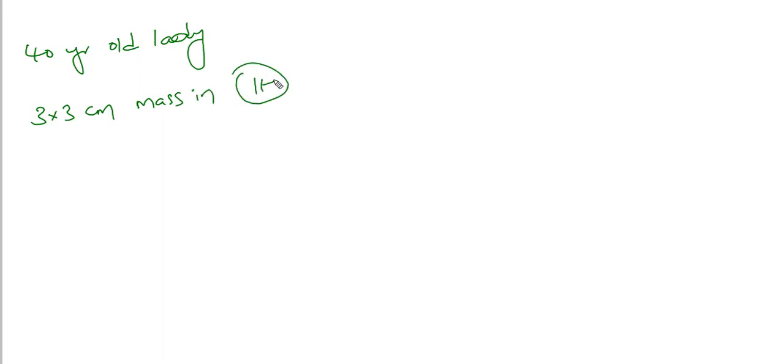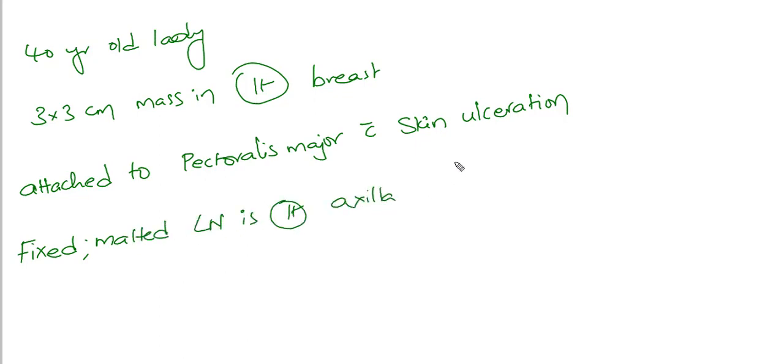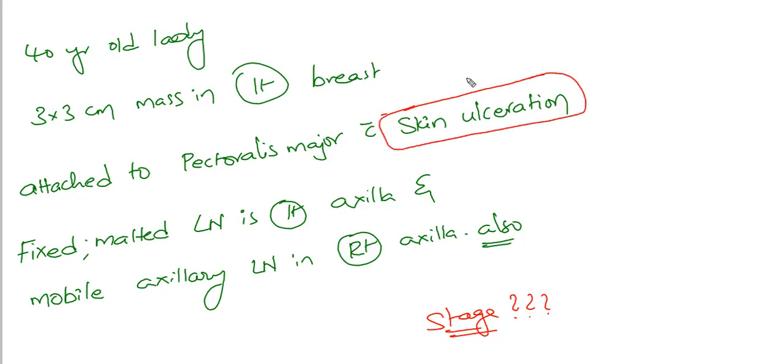Here I am going to give you an example to remember this well. Consider a 40-year-old lady with a 3x3 cm mass in her left breast. Side is important. This mass is attached to the pectoralis major with skin involvement, that is, ulceration is present. A fixed matted lymph node is present in the left axilla, and a mobile axillary lymph node in the right axilla is also involved, that is, tumor cells are present in the right axillary lymph node also. So we have to tell which stage this lady comes under. The most important thing here is skin ulceration.